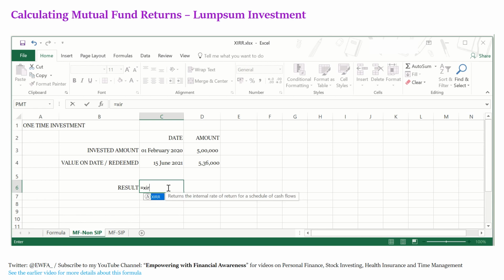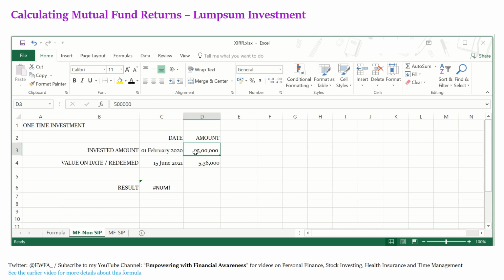So I put XIRR open brackets, the money values first, followed by the dates. This is showing an error because the outgo was not entered as negative. The investment amount is outgo from your end and it should always be negative. And we have the returns here, which is around 5.2%. This is the returns whatever you got over your investment.